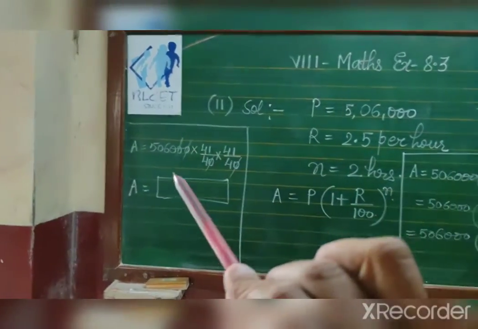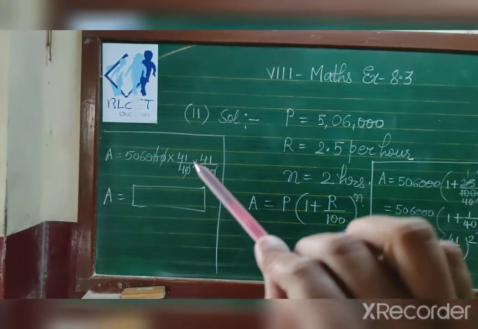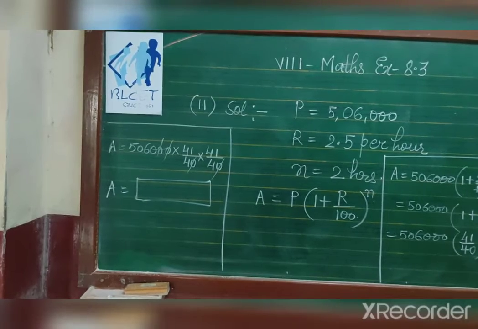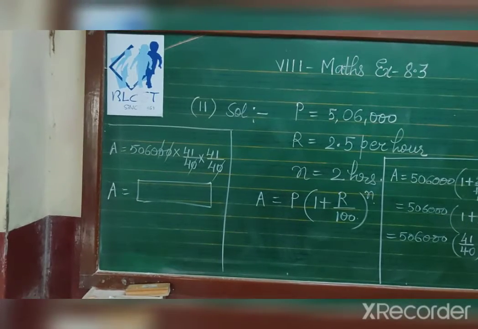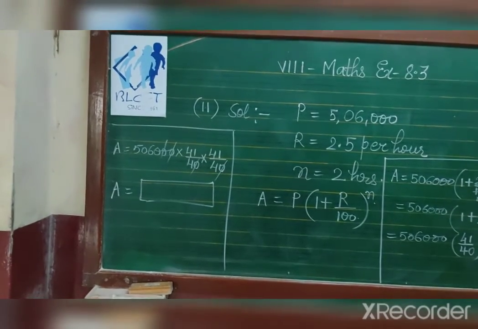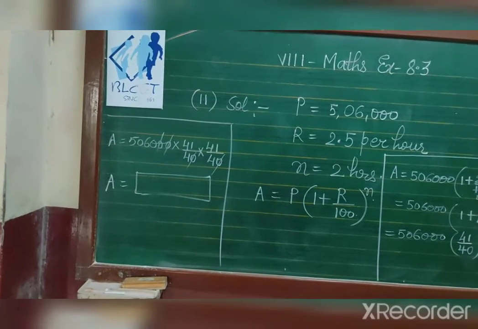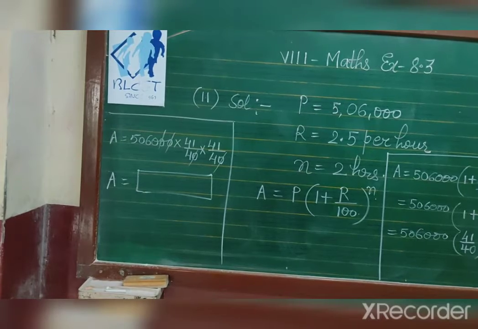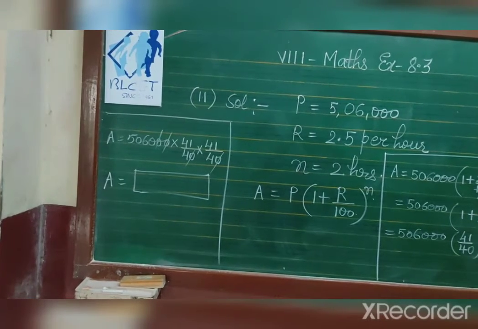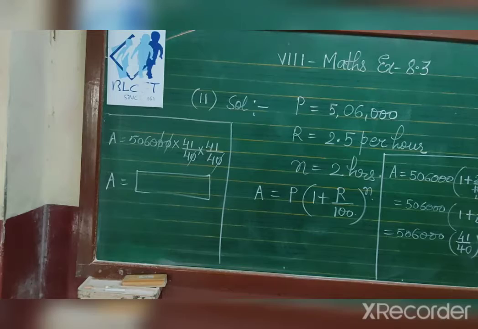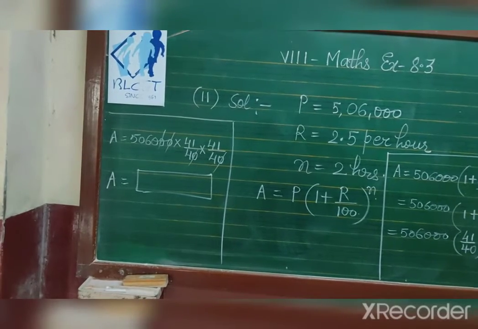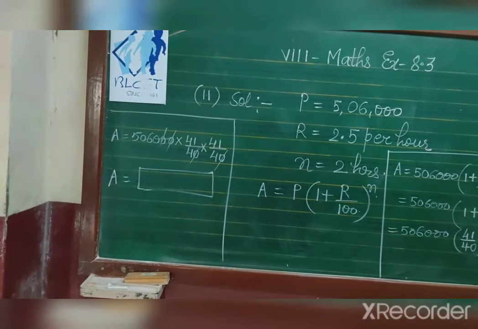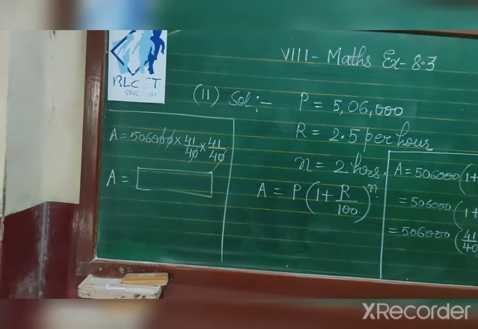So 506,000 into 41 upon 40 into 41 upon 40. If your answer is coming without decimal, so that will be final, and if decimal is there, so after decimal 2 digits you will consider. If it will be greater than 5, so assume as a 5 or greater, suppose that 0.56 at 6, so assume 1, and below 5 that means 0.47, 0.23, so neglect it, and approximately you can write the answer.